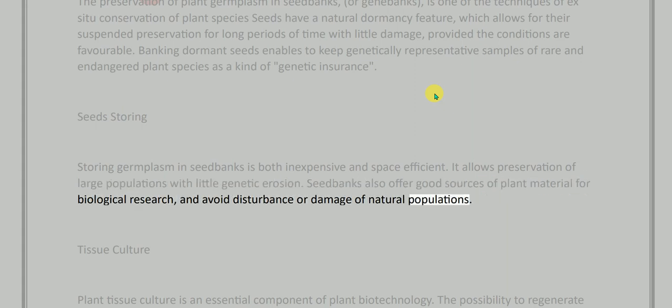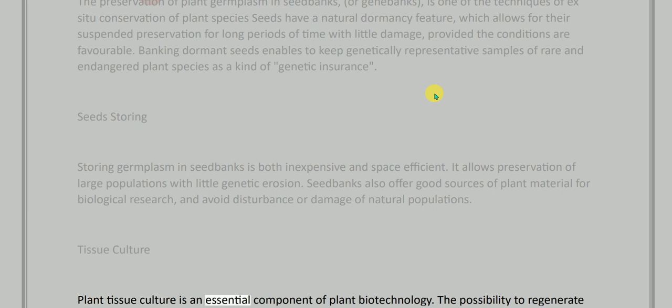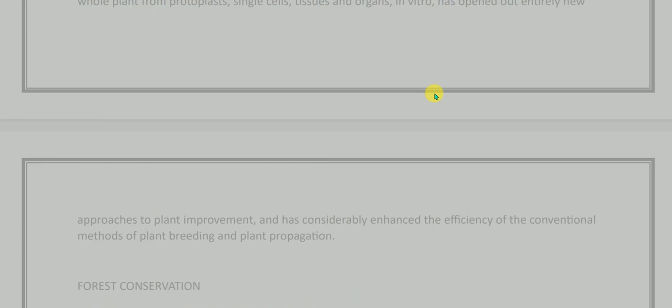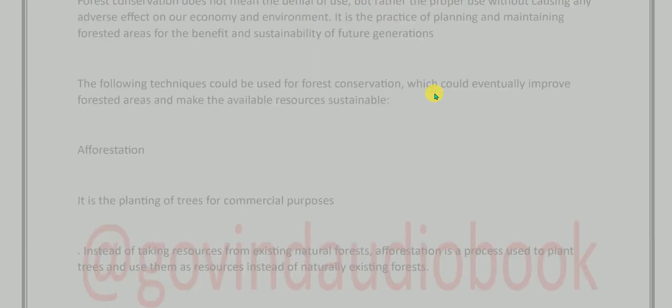Tissue culture. Plant tissue culture is an essential component of plant biotechnology. The possibility to regenerate whole plants from protoplasts, single cells, tissues and organs, in vitro, has opened out entirely new approaches to plant improvement, and has considerably enhanced the efficiency of the conventional methods of plant breeding and plant propagation. Forest conservation does not mean the denial of use, but rather the proper use without causing any adverse effect on our economy and environment.